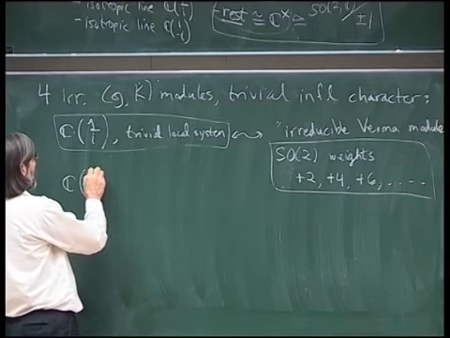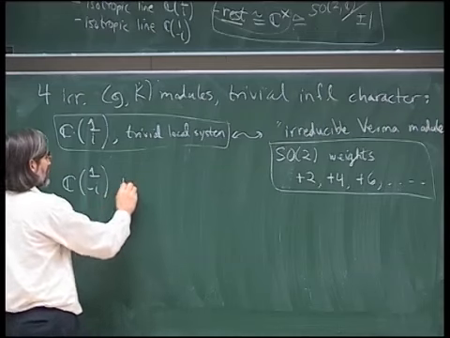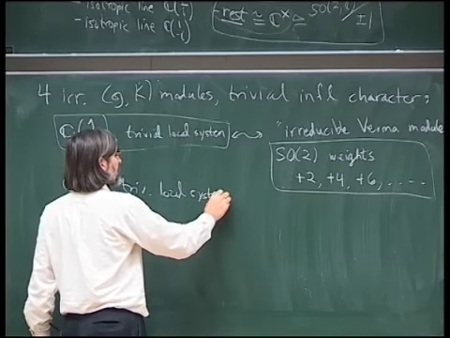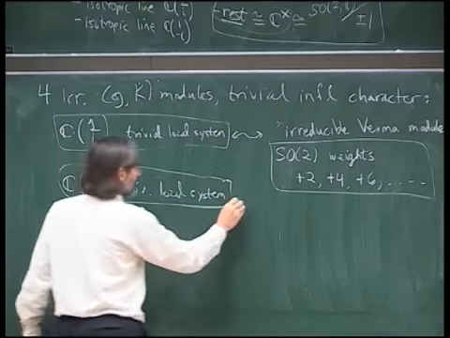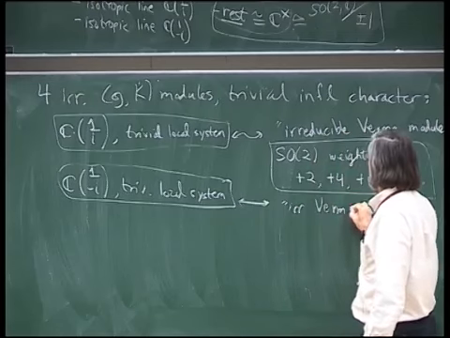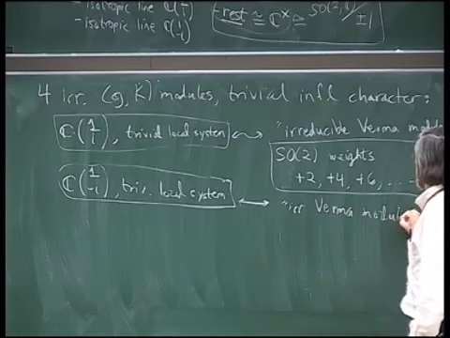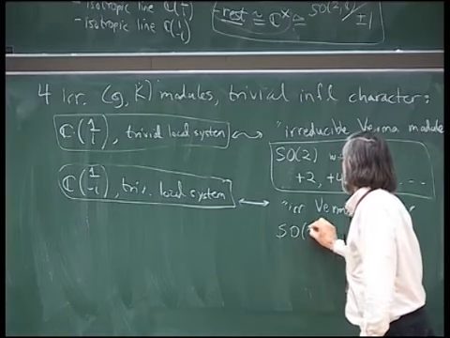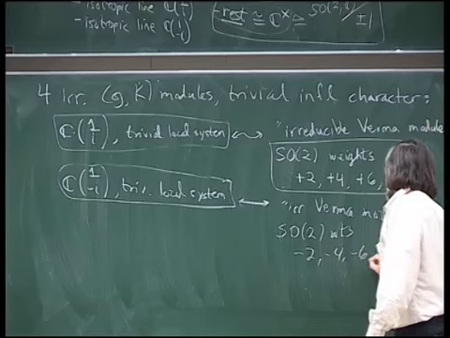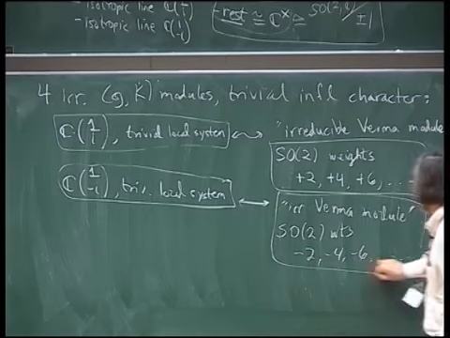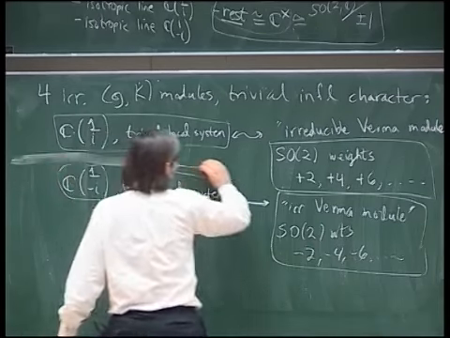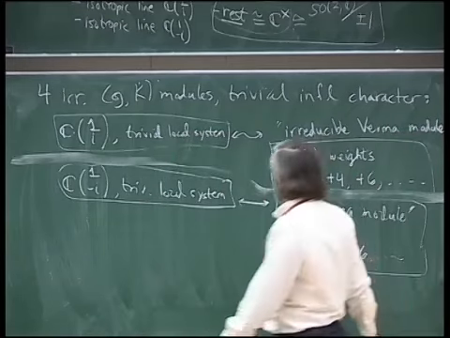There's this other isotropic line with its trivial local system, which looks exactly the same, and this also corresponds to an irreducible Verma module, but this time going in the other direction with SO2 weights -2, -4, -6, like that. I've drawn this very unclearly.